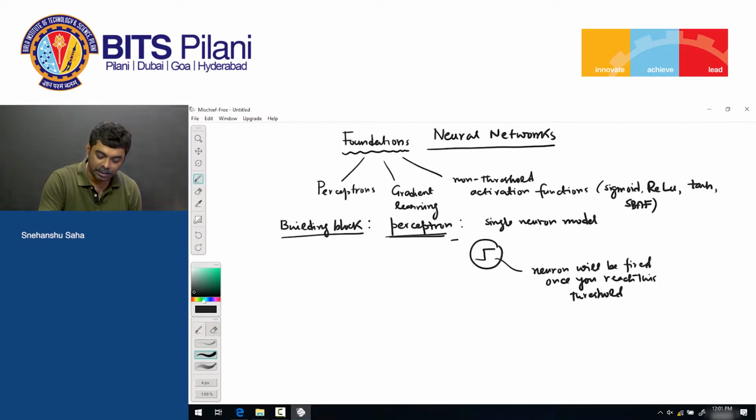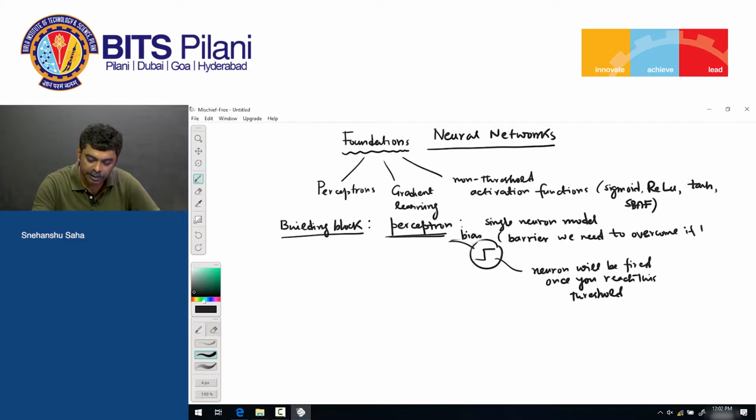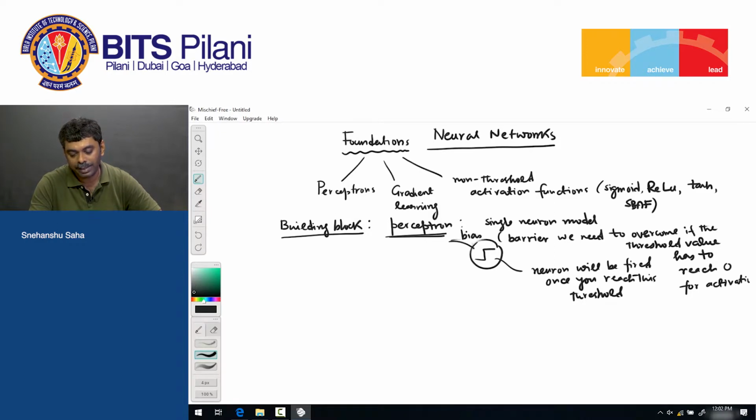term that comes in, which is basically a barrier which you need to overcome if the threshold value has to reach the output layer, if the threshold value has to reach 0 for activation. So till 0 you can have some values from negative to 0.